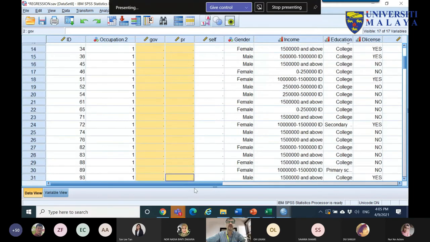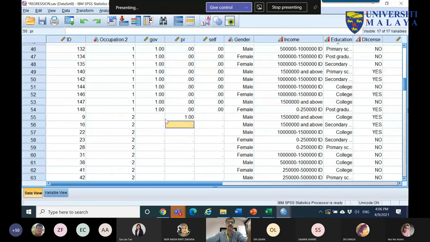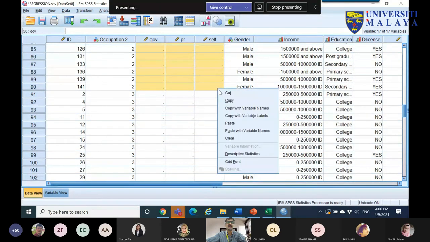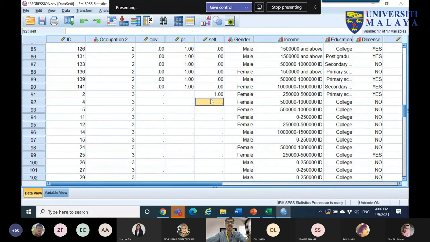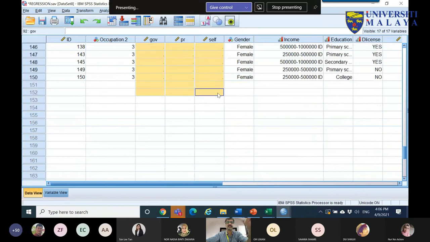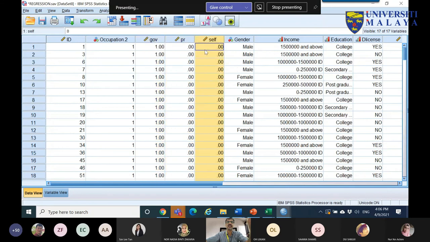For all these people who work in government, I create this one. For this person who works in private, I put 1 here and 0 here, 0 here. So this is a kind of dummy variable, correct? And the last one, 3, is here. This one is 0 and 0. So I create dummy variables for all 3 levels, and then I will be able to include each of them as a predictor in the model. Clear?